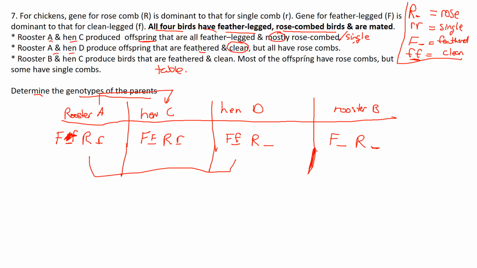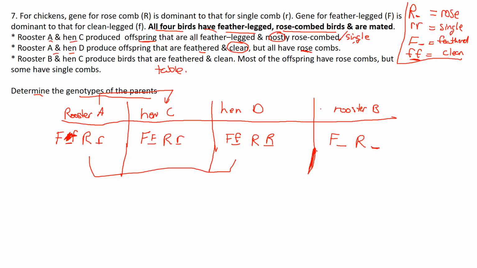And all of them were rows though. So it's saying all of them are rows. Now we don't go back and change this little r on this rooster A, because when he hooked up with C, they did have some single. But if they are all rows, we're going to assume that this guy's a capital R, because as long as you have two capital R's, homozygous, those guys are always going to produce rows. Okay, now again, use a pencil, we might change this.